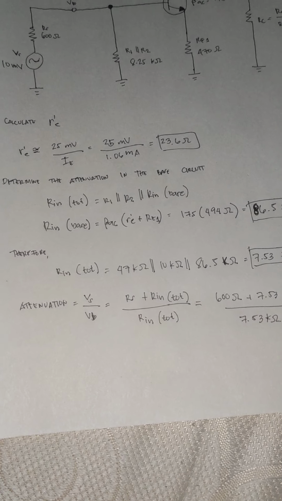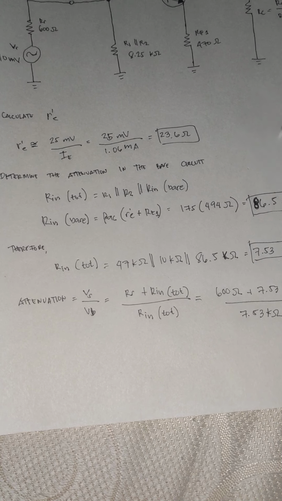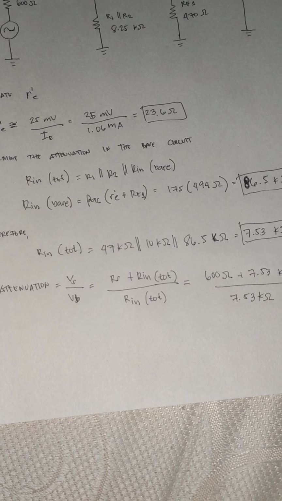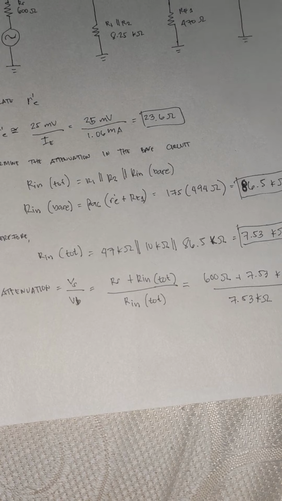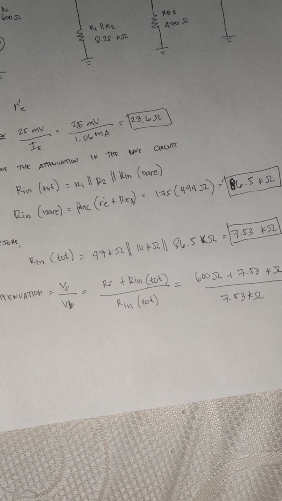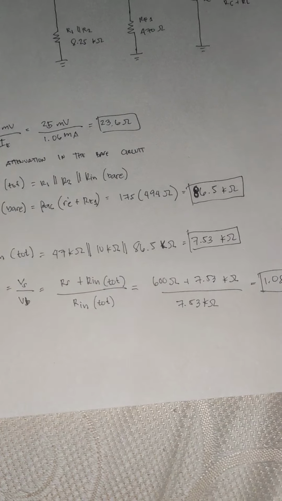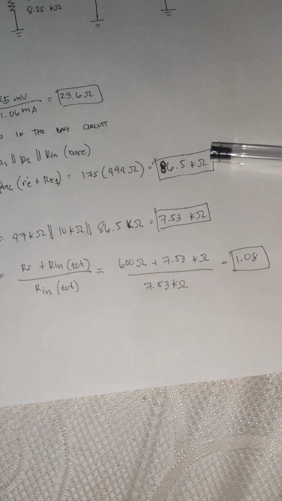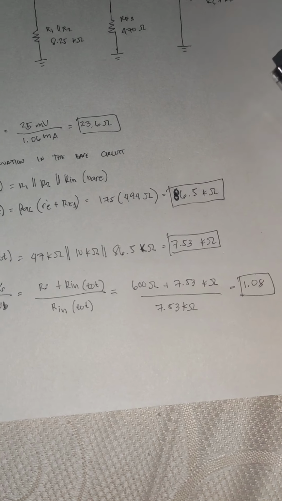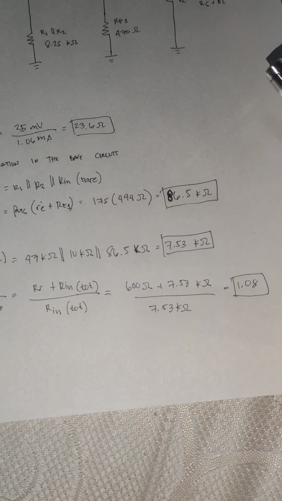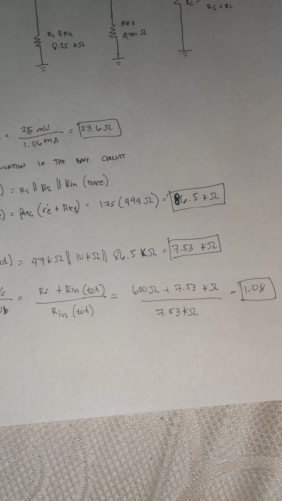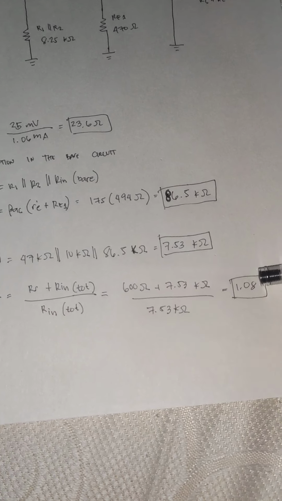Attenuation. So pagkuha sa attenuation, gamitan nako siya og formula nga RS plus Rin TOT over Rin TOT equals, substitute the value, 600 ohms plus 7.53 kilo ohms over 7.53 kilo ohms is total of 1.08. So continuation kay dili maigo ang papel, taas kayo.